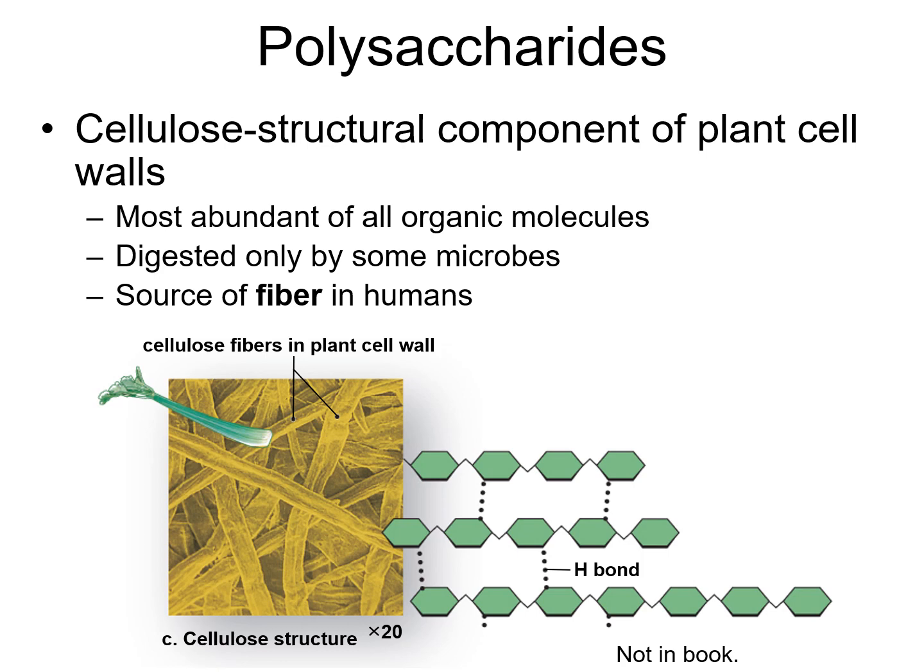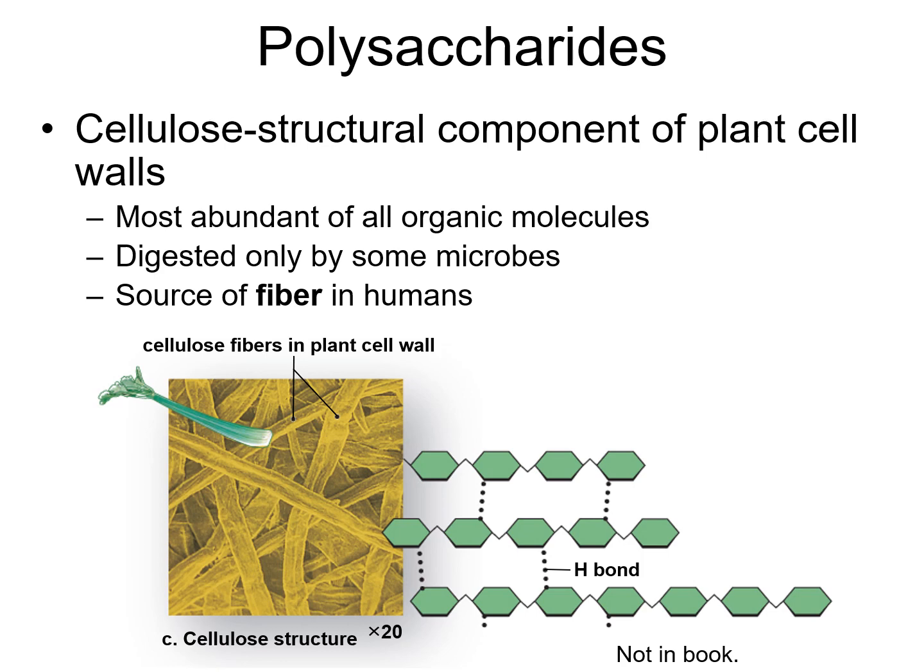The last polysaccharide is cellulose. There's significant cellulose found in plants. If you're familiar with plants, every plant cell has a cell wall composed of cellulose. And cellulose does not break down easily. It's the most abundant organic molecule found on the earth.